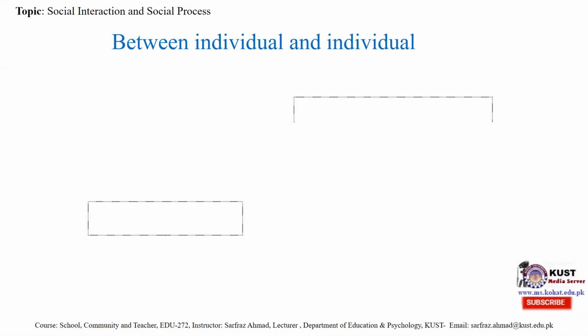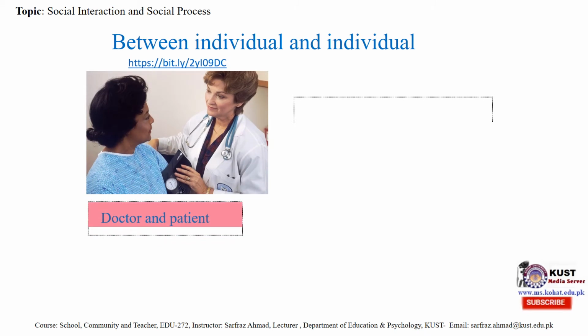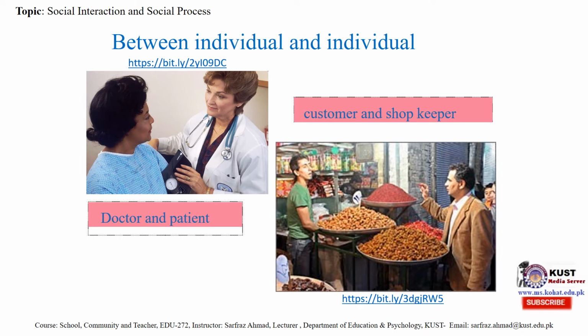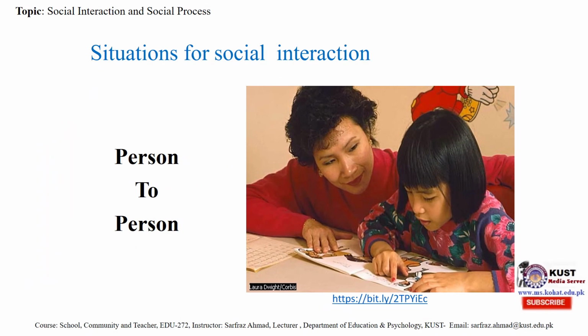First of all, between individual and individual. We can see that in any hospital, when we face the doctors, at that situation we interact individual to individual. Like a customer and shopkeeper in a shop, the customer interacts with the shopkeeper. That is also a way of individual and individual interaction. The situation for social interaction is person to person. Like if a teacher or a home tutor teaches the students, then that becomes social interaction, and that is called person to person.